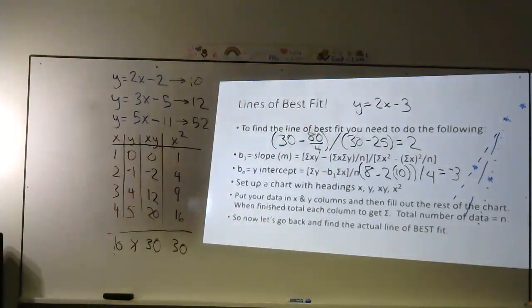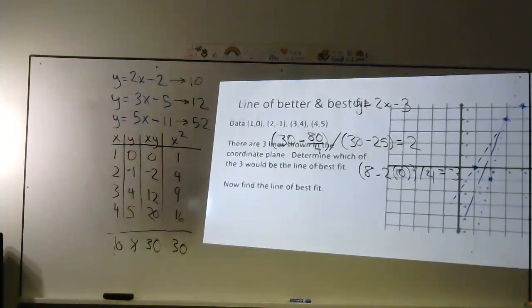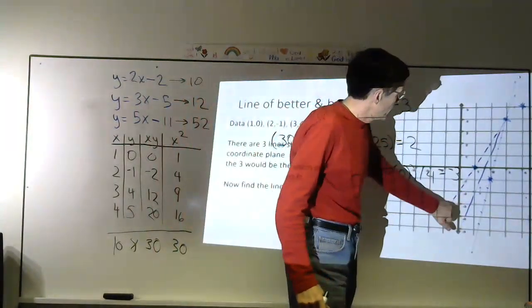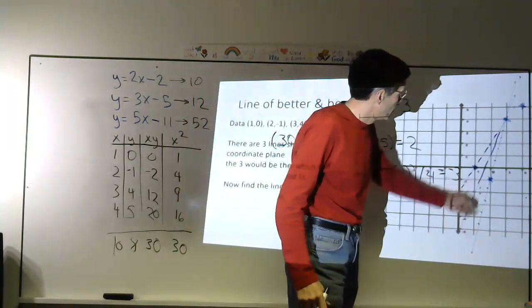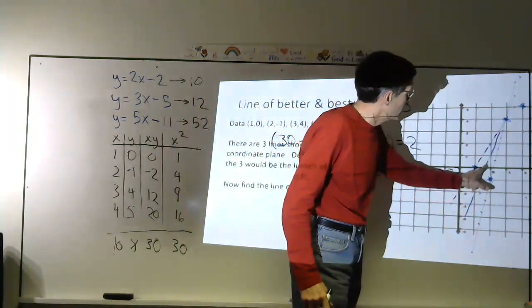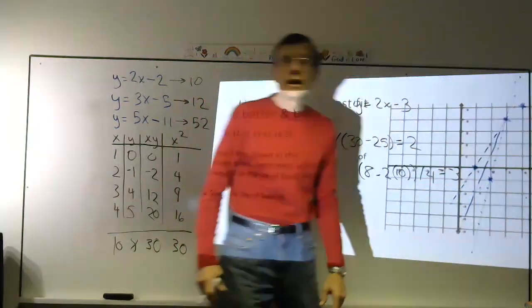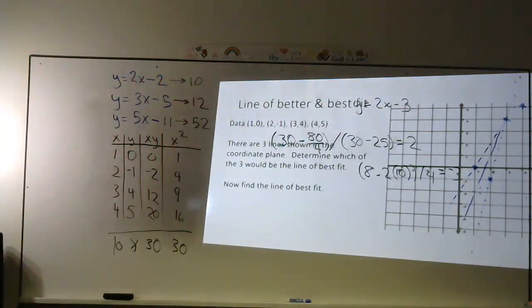If we go back to that screen, y equals 2x minus 3. It's getting rather cluttered, but y equals 2x minus 3 would hit here at -3. It would be up 2 and over 1. It would be a line that kind of goes in between this data, and that is the line of absolute best fit. You cannot find a better line of fit.